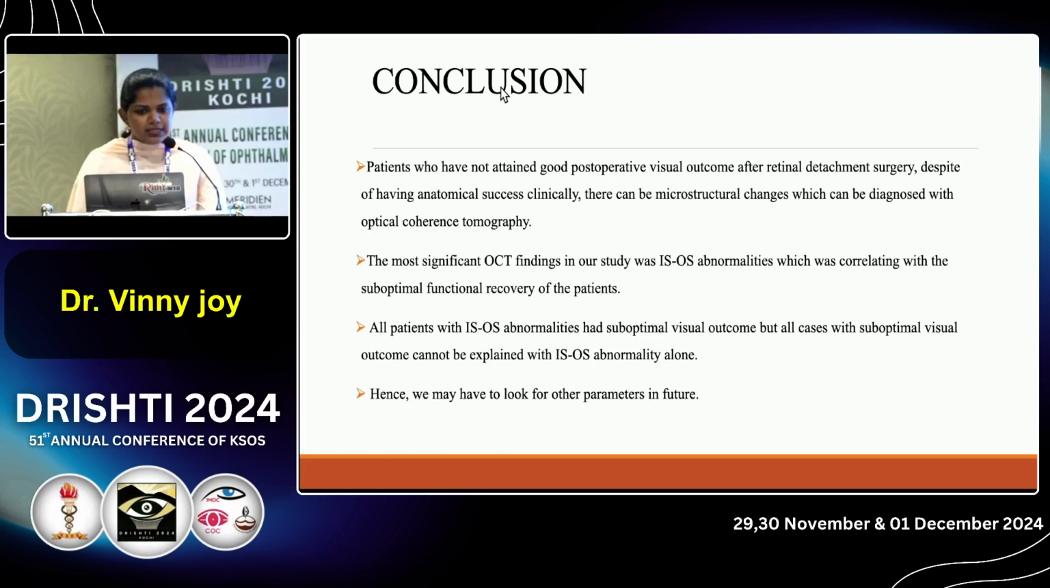So the conclusion is, in patients who have not attained good postoperative visual outcome after the retinal detachment surgery, there can be microstructural changes, and the most significant change was inner segment, outer segment abnormality, which was correlating with their suboptimal visual acuity.